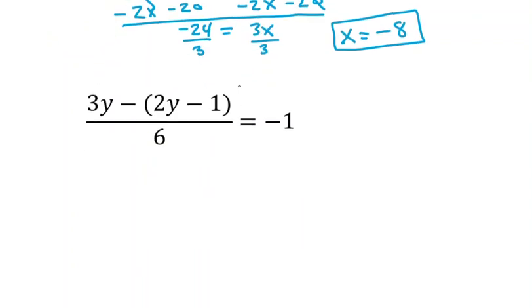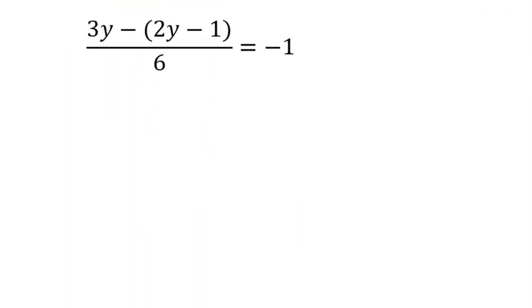Okay, let's do one more. And again, I want to show you this problem. This one says 3y minus the quantity 2y minus 1, the whole thing divided by 6, equals -1. So we're going to apply that same rule. I'm going to take the entire fraction there and just multiply it by 6. And what's that going to do? Well, if I put it 6 over 1, it's really obvious. I'm going to cancel out the denominator there. Whatever I do on the right side, I have to do to the left side.